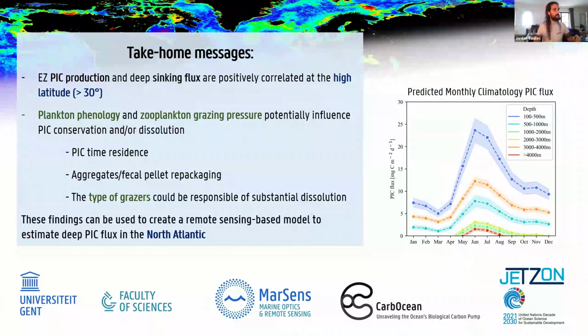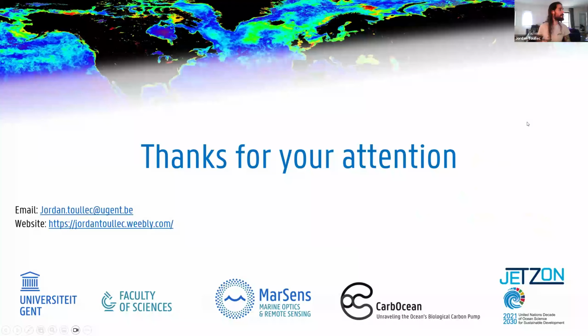Based on this, these findings can be used to create remote sensing-based models, because my analysis has been done mostly on climatology of PIC production. And now my next step is to produce a remote sensing-based model to predict monthly climatology of PIC flux at different depths. On this graph, it's the first result I got. On the x-axis are the different months of the year, and on the y-axis is my predicted PIC flux for different depths. Okay, so it's done. Thank you for your attention, and if you have questions, please come.